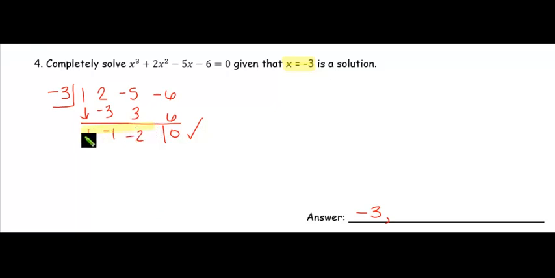Now, I'm going to take these remaining terms and rewrite them as a polynomial. I will use one less than my original degree. So I've got x squared and x. This is a trinomial, which means I have the option of factoring, and if factoring doesn't work, I can always use the quadratic formula. This particular trinomial does factor.